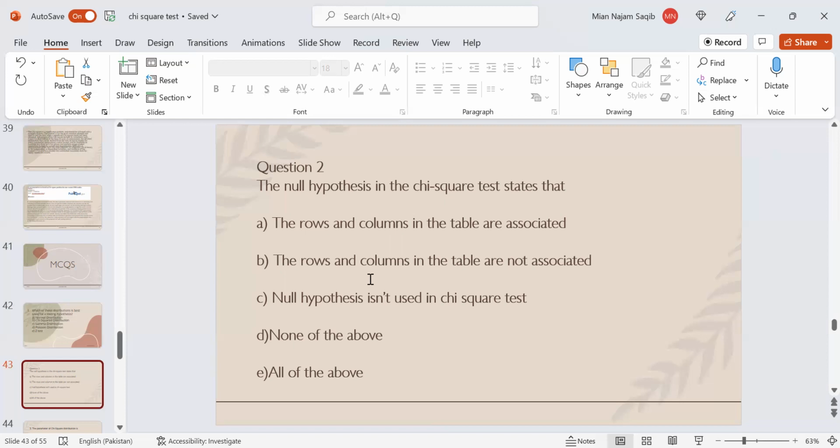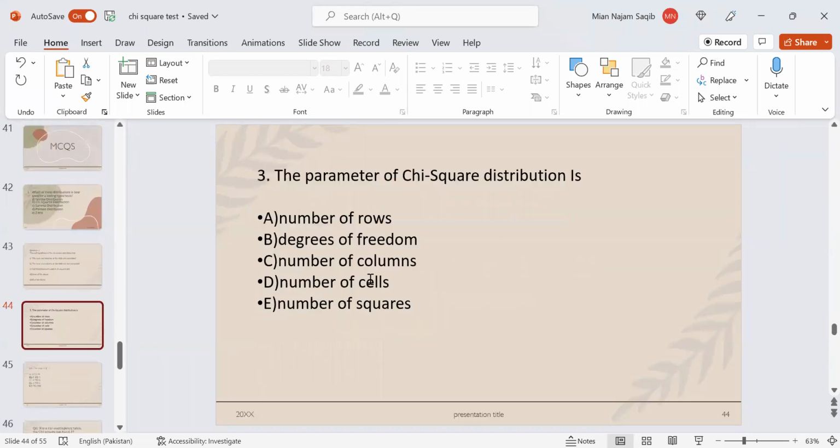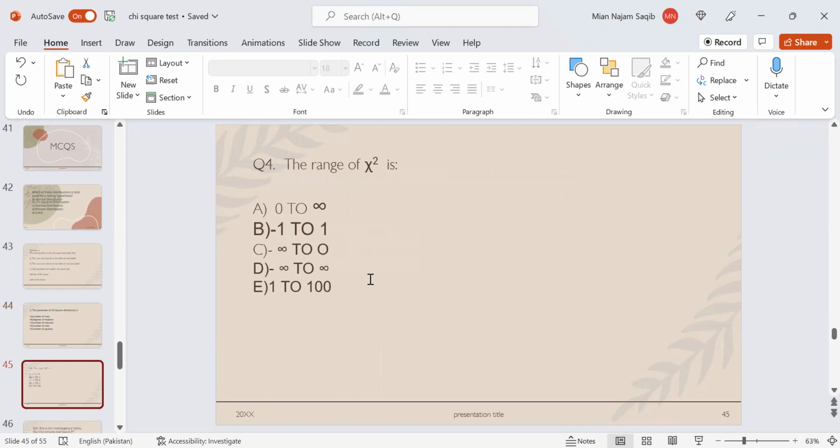The answer is B. Question number 3. The parameter of chi-square distribution is A, number of rows, B, degrees of freedom, C, number of columns, D, number of cells, or E, number of squares. B. Yes, that's right. Question 4. The range of chi-square is A, 0 to infinity, B, -1 to 1, C, minus infinity to 0, D, minus infinity to infinity, and E, 1 to 100.